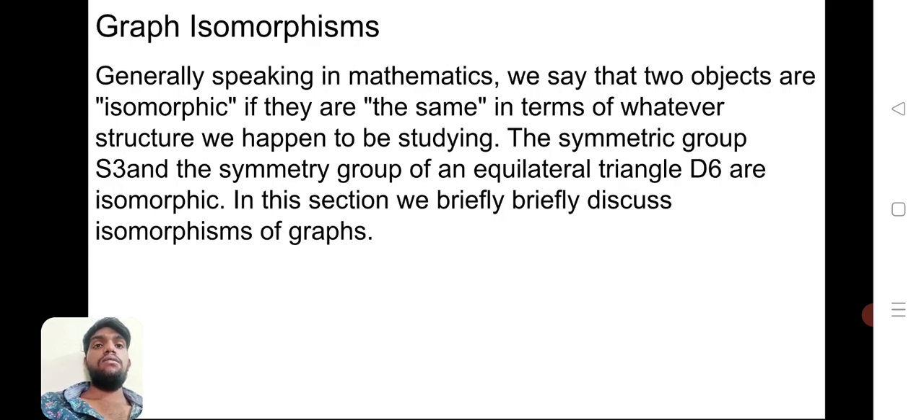Graph isomorphism. Generally speaking, in mathematics, we say that two objects are isomorphic if they are the same in terms of whatever structure we happen to be studying. The symmetric group S3 and the symmetry group of an equilateral triangle, D6, are isomorphic. In this section, we briefly discuss isomorphism of graphs.